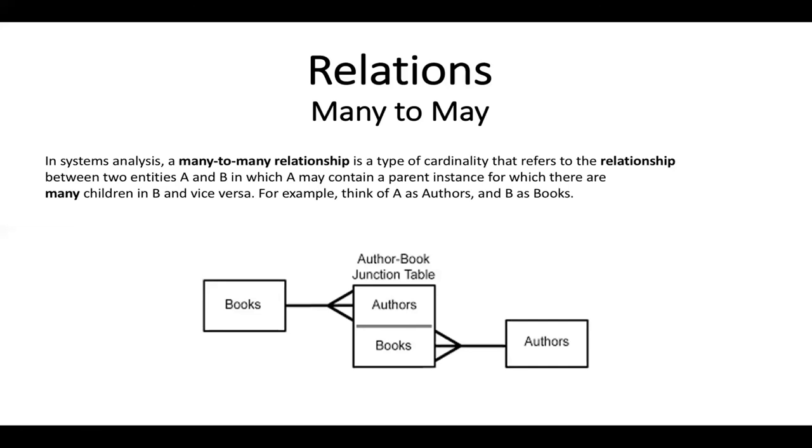So what they do is they come out with one intersection table, a middle table. The book table is connected to the author table through this intersection table. Here they will have the book information and the book primary key. Then there will be one more table called author, that is also connected to this one. So both of these are connected to one intersection table.